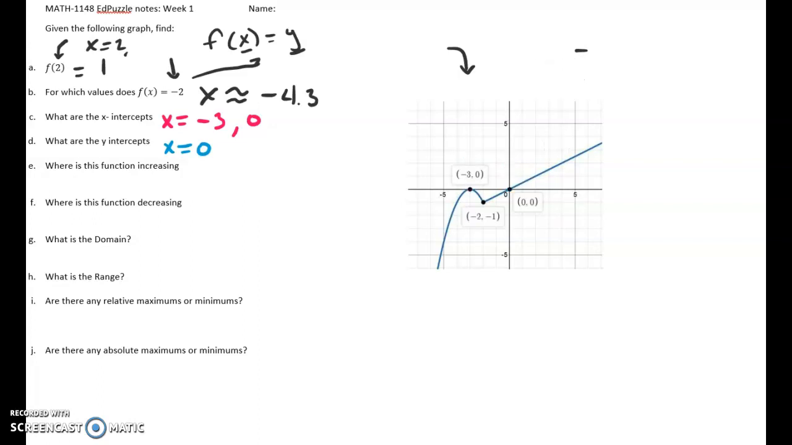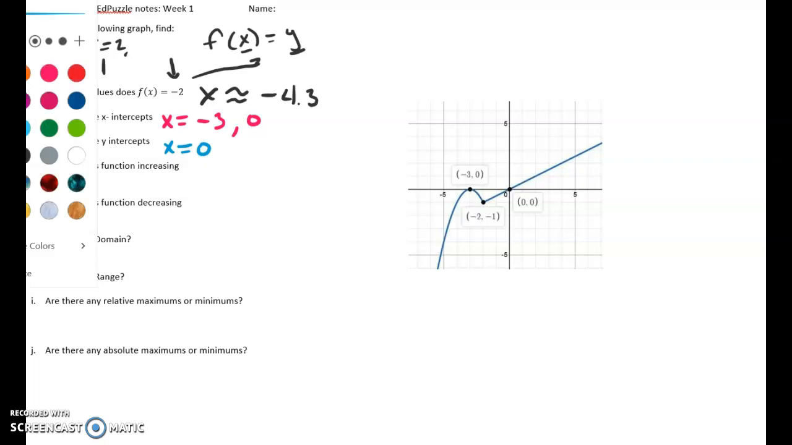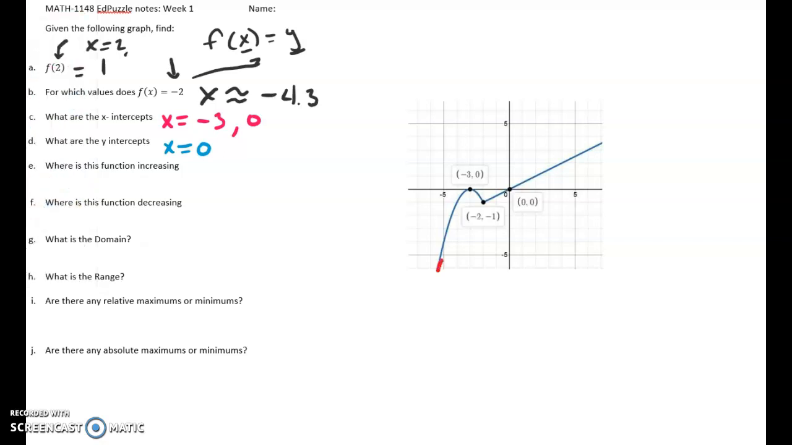For a function to be increasing, what I like to think about is when you read a book, do you read a book left to right, correct? So when we read a book left to right, we're going to think about where this graph is going up. And I'm going to use this color right here. We can see that on this interval right here, this is increasing, right? Where else is it increasing? It's also increasing on this interval right here.